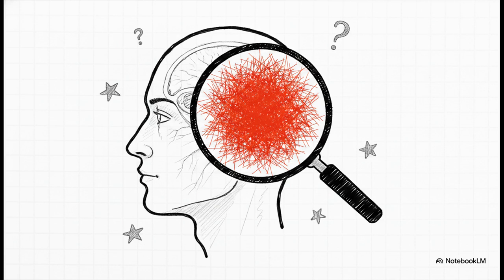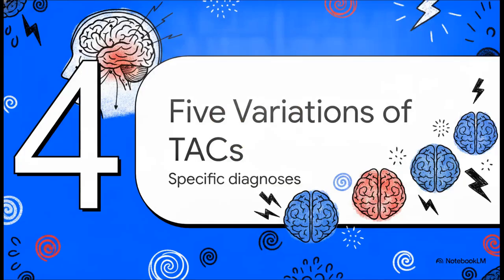Specifically, inflammation occurring within the walls of the cavernous sinus, which is basically a hollow space sitting right behind your eyes. It's a localized inflammation that, when combined with your biological clock going awry, sets off that entire intense trigeminal reflex we just talked about. Now let's see how this all manifests in Section 4, 5 variations of TACs.